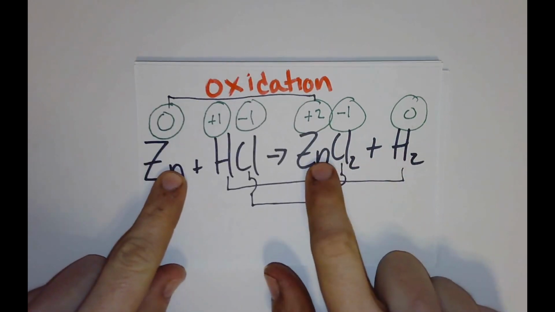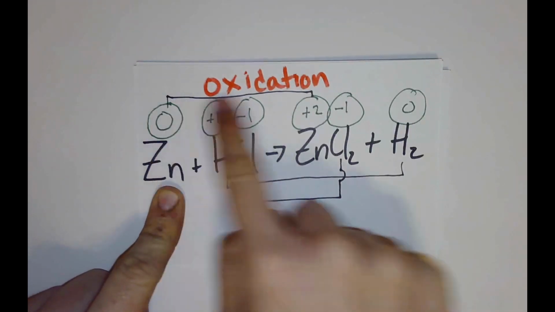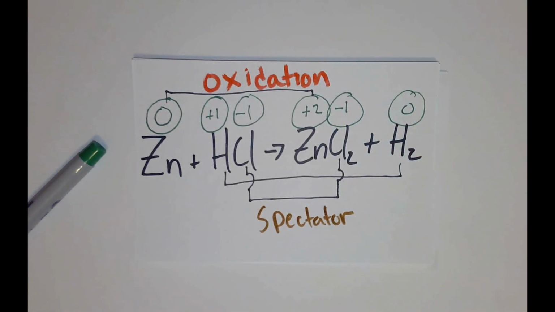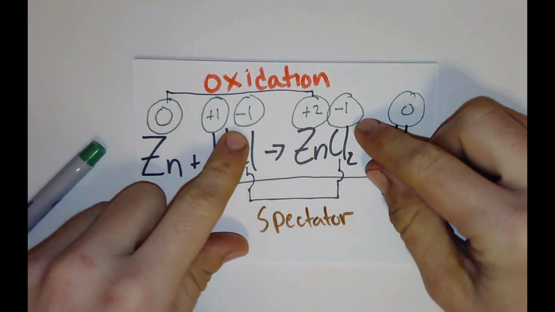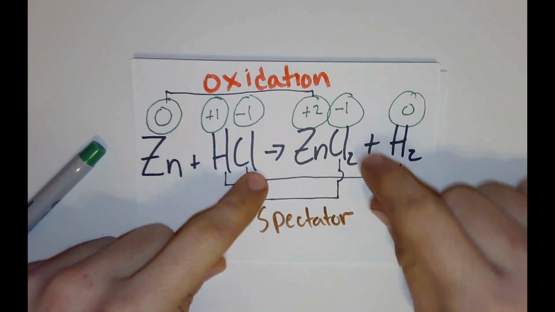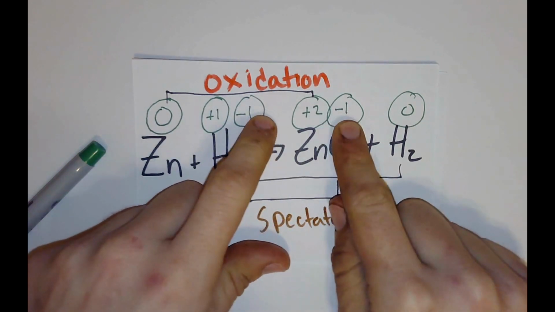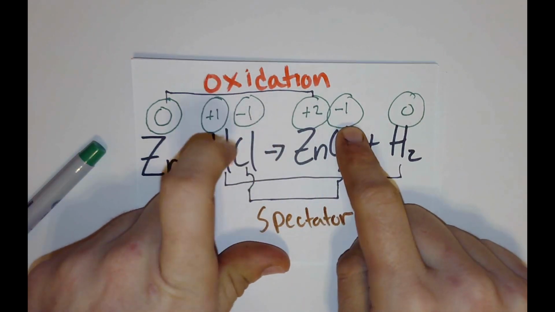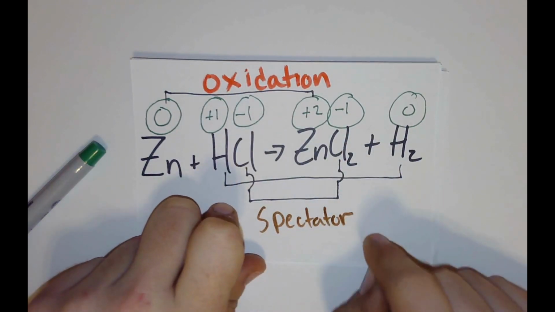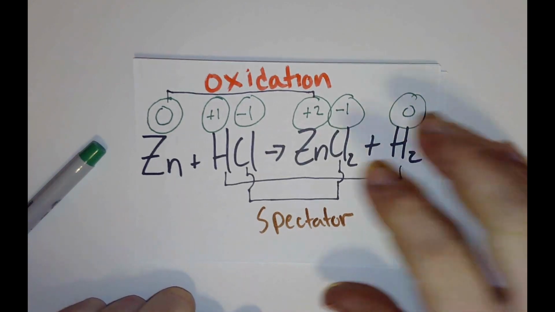So the oxidation happens between zinc and the zinc plus 2 state, right? This number went up. And where's the spectator here? And notice this is the spectator because these numbers don't change. Again, I know this number down here changed. That's allowed. All I'm looking at is the oxidation states. And because this went from -1 to -1, because it didn't change, that makes this the spectator. Of course, hydrogen in this case is being reduced.